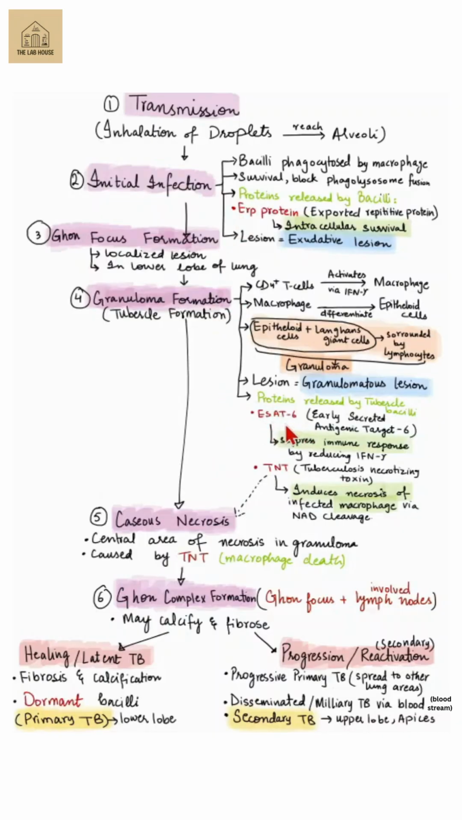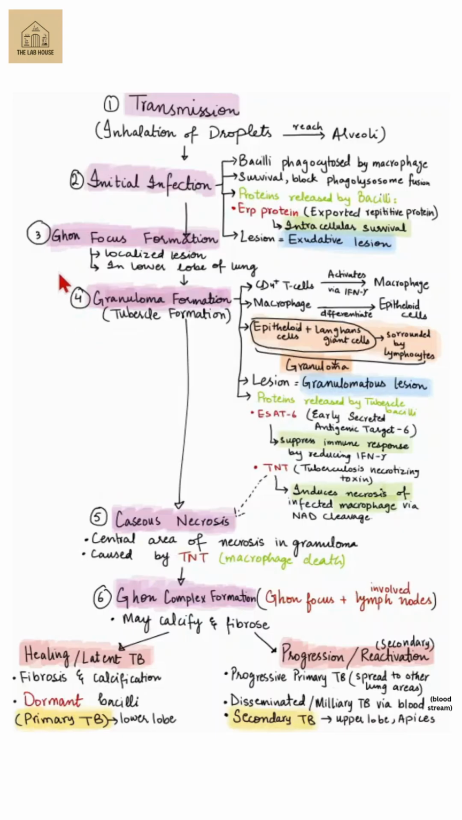The ESAT6 protein will suppress the immune response by reducing the IFN gamma here. And the TNT protein is the tuberculosis necrotizing toxin. Tuberculosis necrotizing toxin will cause the necrosis of the macrophage which contains the bacilli. So the macrophage will undergo death. This causes an area of caseating necrosis in the center of the granuloma, because of the death of the macrophage caused by the TNT protein.